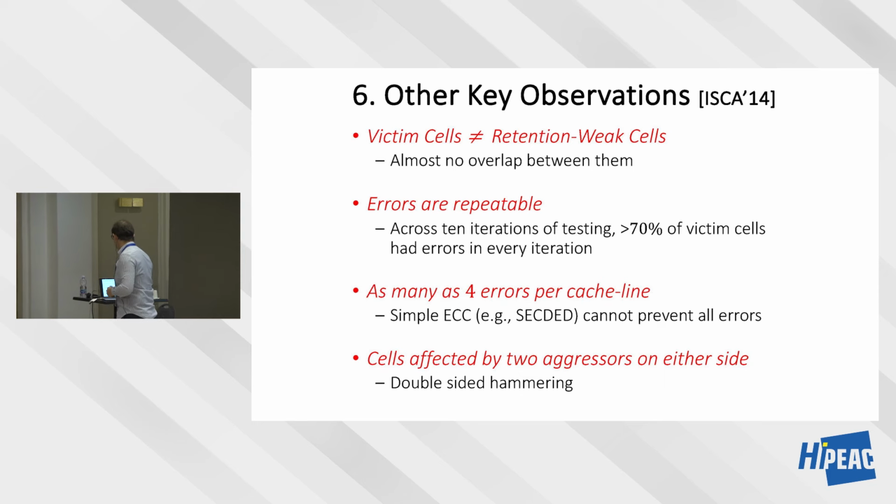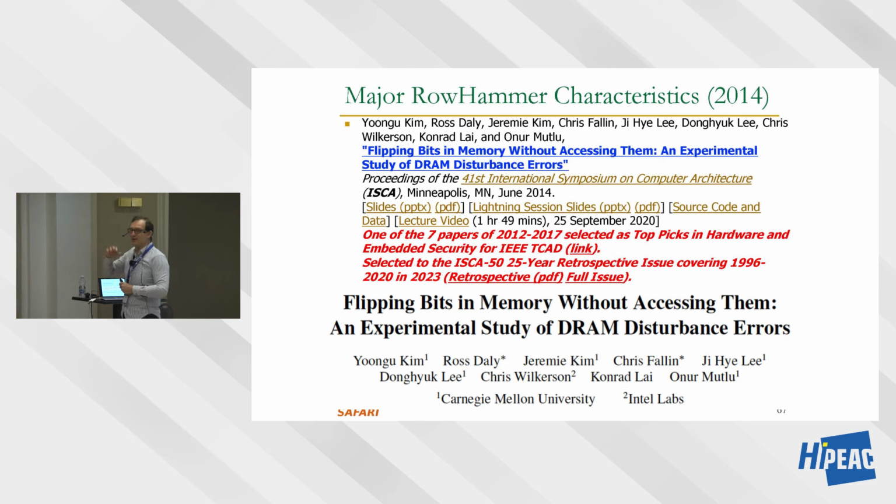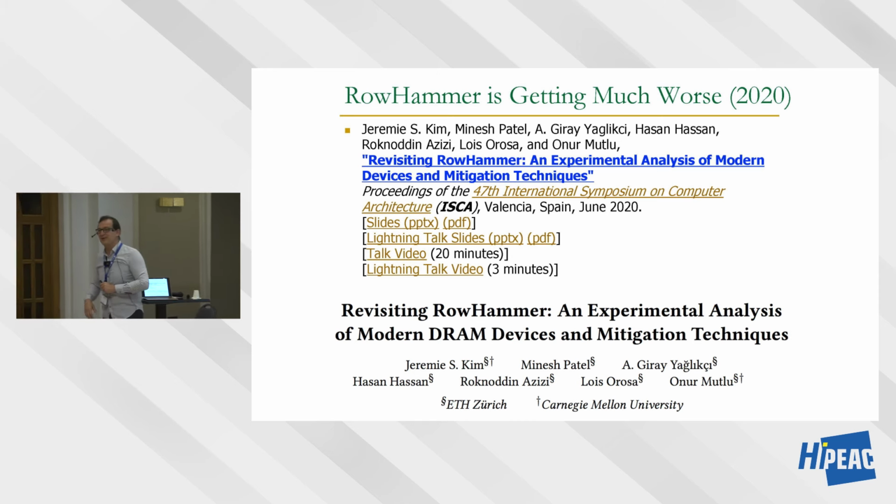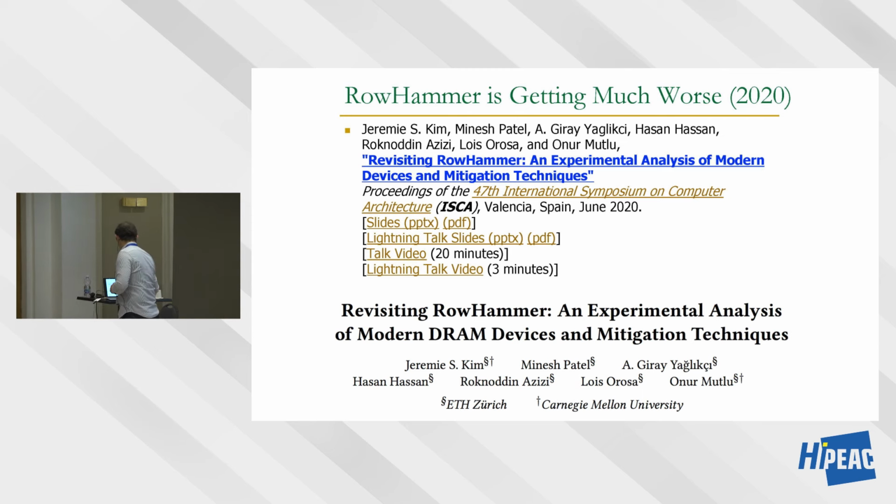I've already said double-sided hammering, though that was another result that was characterized. If you're interested in the original paper, you can read the paper. There's a lot here, which is interesting. But that's not the end. It's getting much worse. We're going to talk about some of these works a little bit later. We revisited Rowhammer after 6 years or so, and we found out that it's getting much worse.